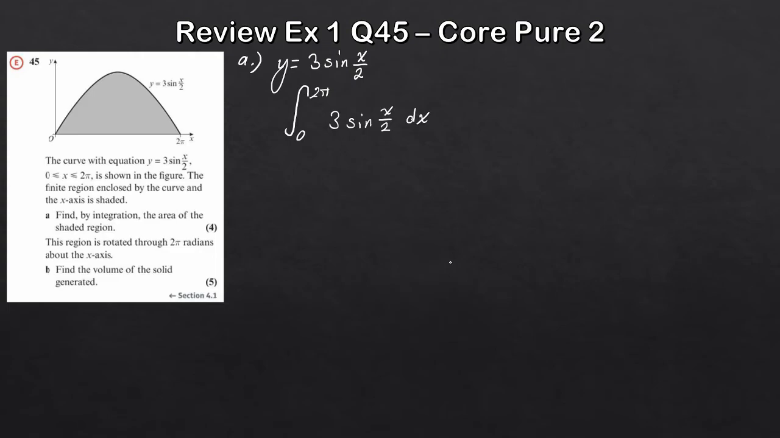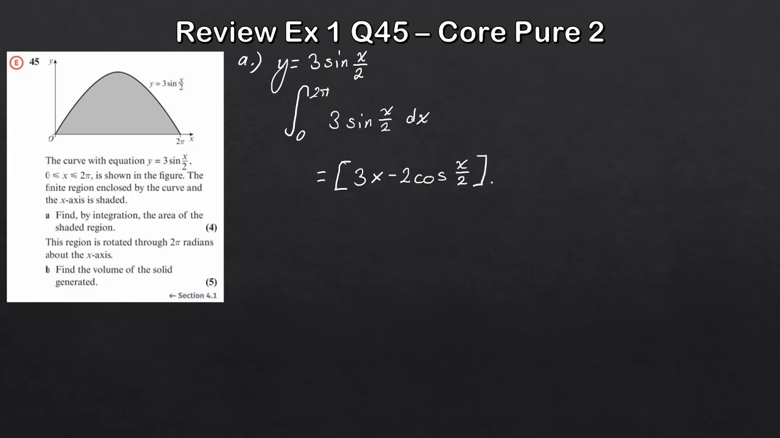So this is just a standard trig integral that you can work out, so hopefully it shouldn't be too bad. You're going to get 3 times minus 2. If you think about what sine integrates to, you're going to get minus cos. And then don't forget you're dividing by this half here, so I'll give you minus 2 cos x over 2.